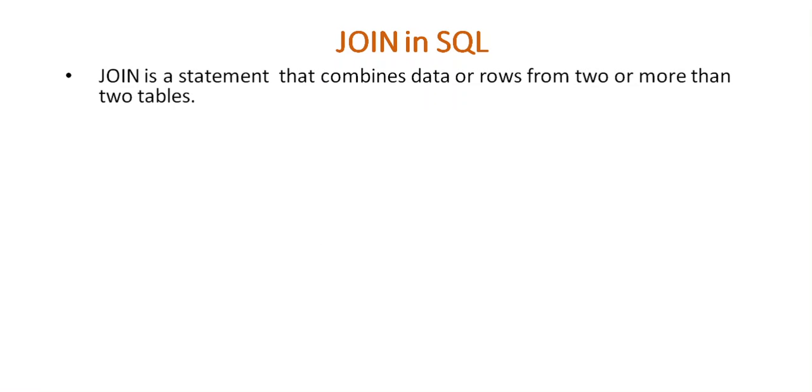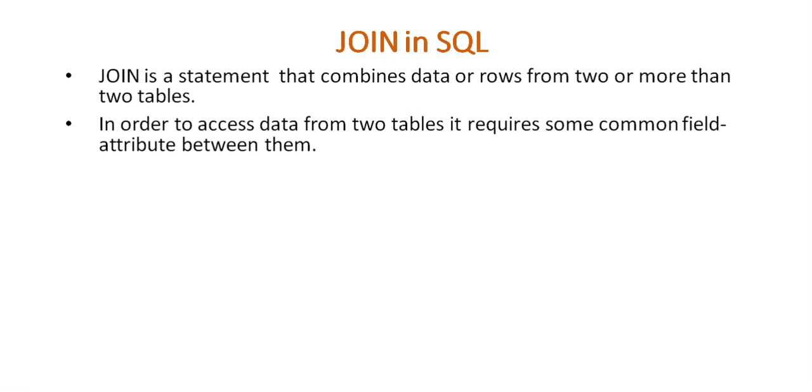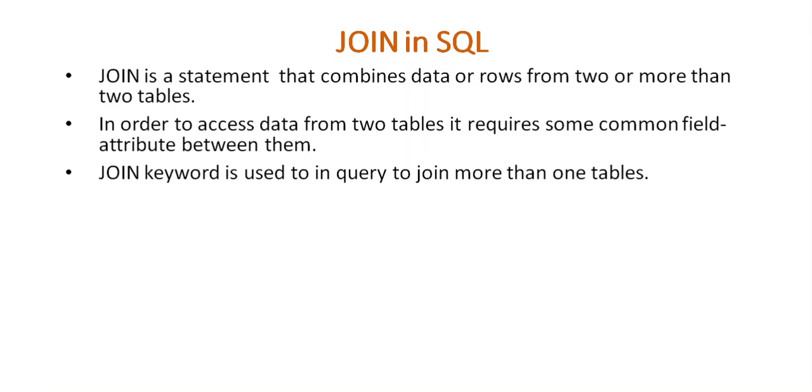So join is a statement that combines data or rows from two or more than two tables. When we create any database system and when our data is scattered among different tables, sometimes we need to fetch data from more than two tables. So in this case, we can use join operation. Okay, so to access or to fetch data from more than one table, we always require some attribute which is common in those tables. Okay, so by using that common attribute, we can access data which is scattered among various tables. So the join keyword is used in SQL query to join more than one table together.